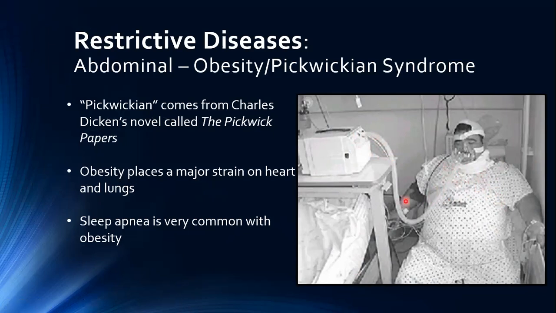So that's why he's on a CPAP machine. He's on a CPAP machine to help him breathe and force air into those lungs because he has so much weight on his stomach. Obesity places a major strain on the heart and the lungs as well. And sleep apnea is very common with obesity. So people who are very obese, well, 9 times out of 10 have sleep apnea. So they have to use a CPAP machine, okay?